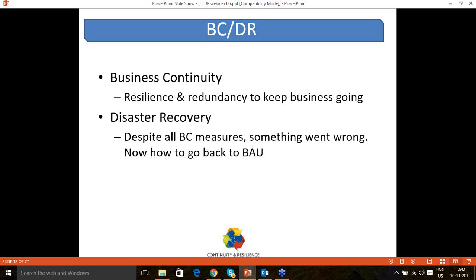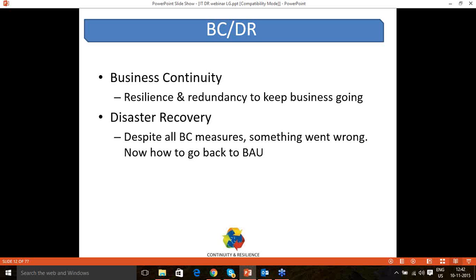Now, let us understand business continuity and disaster recovery. They are huge subjects. I'm trying to sum them up in one-liners. Business continuity is nothing but creating resiliency and redundancy in your business to keep it going so that things will not go wrong. I'm not saying they will not go wrong. They may still go wrong, but let us be prepared with a disaster recovery measure. Despite all business continuity measures, something may go wrong. Now how to go back to business as usual is disaster recovery.